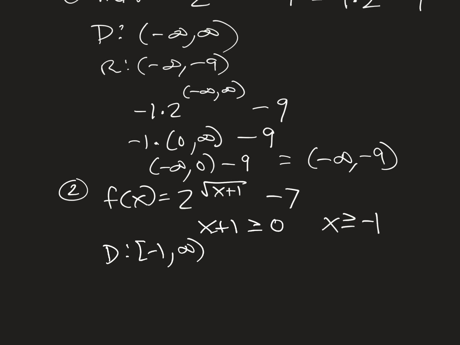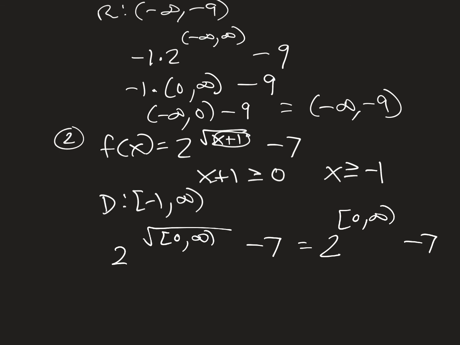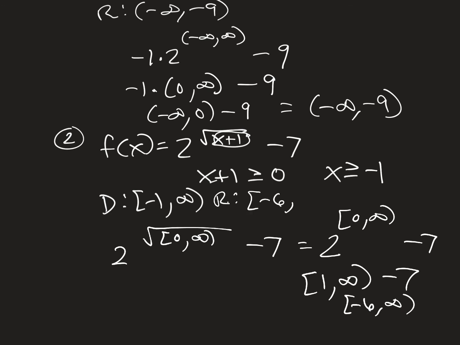Now for the range, let's look at what we have here. X plus 1 is a line, and normally a line has a range of all real numbers. But because it's in a square root, the smallest it can be is 0. So I've got 2 to the square root of 0 to infinity, minus 7. Well, 2 to the 0 is 1. 2 to infinity is infinity. So I've got 1 to infinity, but then I've got to subtract 7. So -6 to infinity. That's my range.